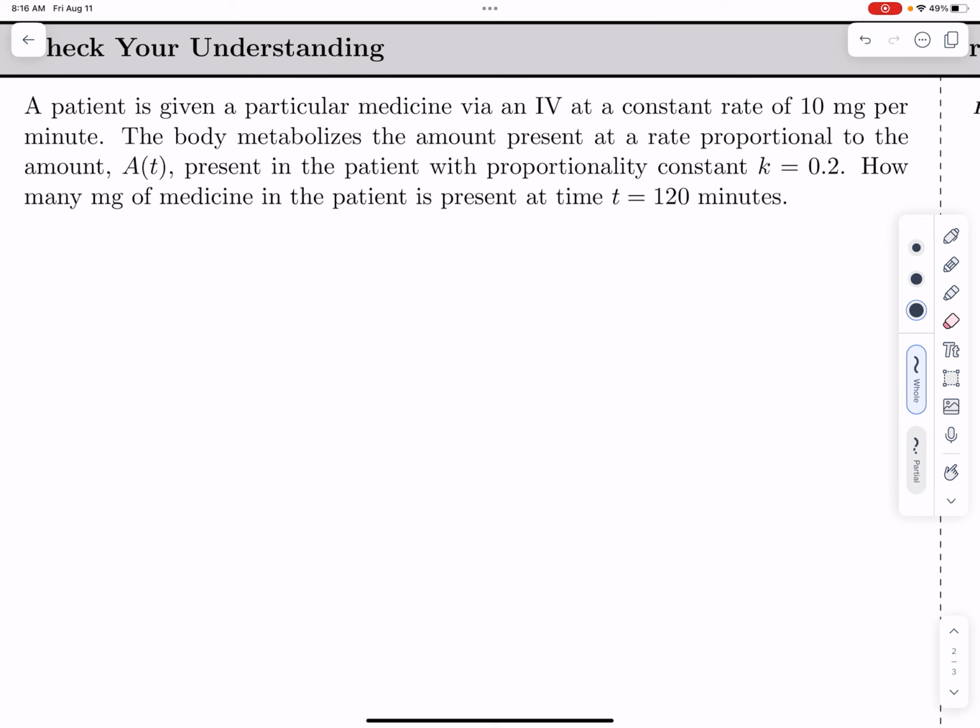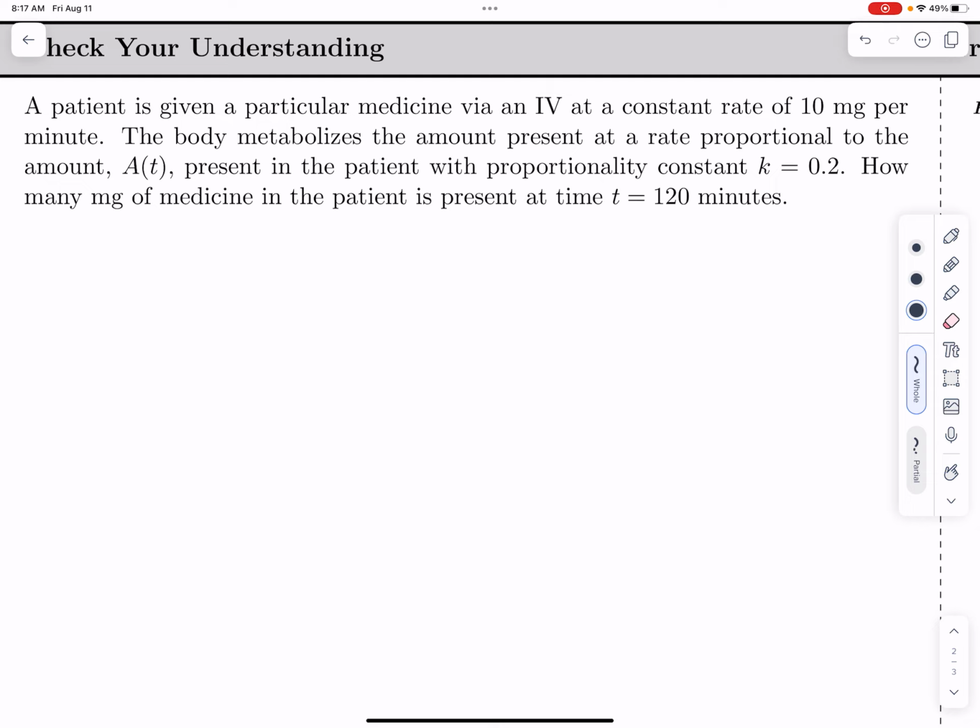We have a patient given a particular medicine via IV, constant rate of 10 milligrams per minute. The body metabolizes the amount present in the body at a rate proportional to the amount present, which they're calling A of t, and they give a proportionality constant of 0.2. How many milligrams of medicine is in the patient at time t equals 120?